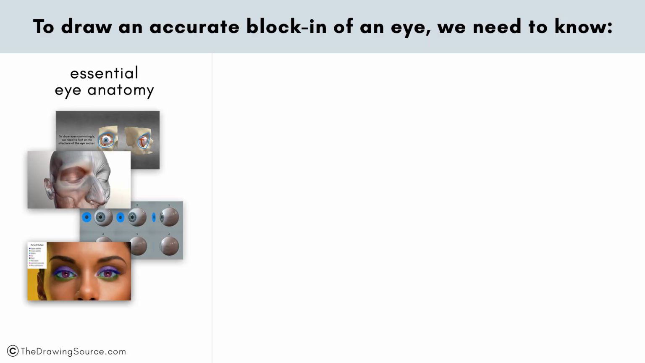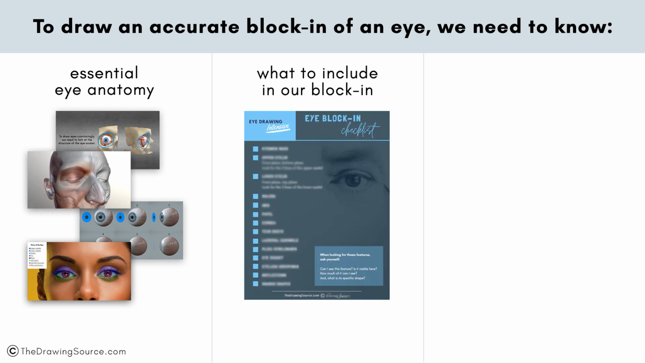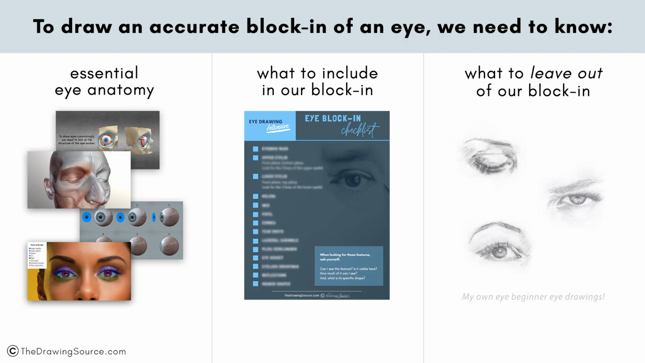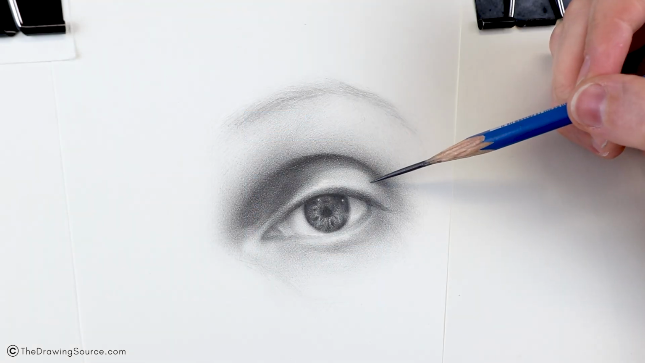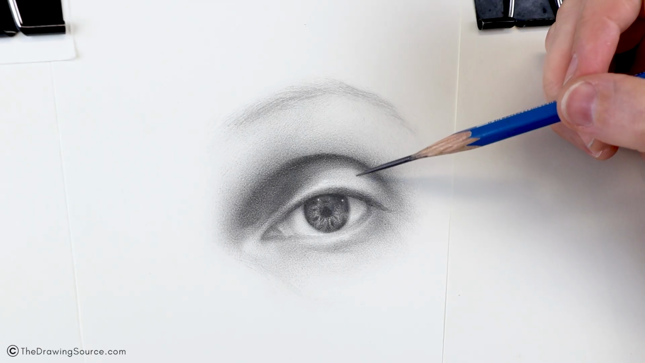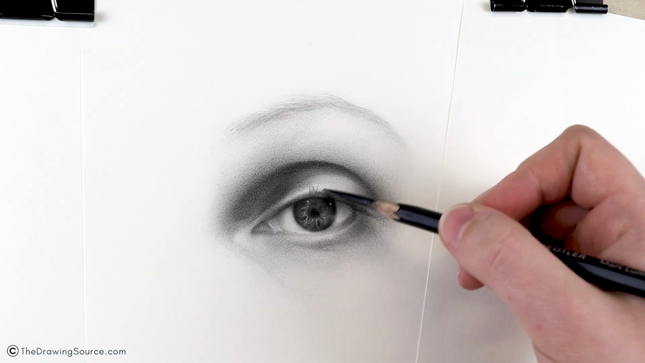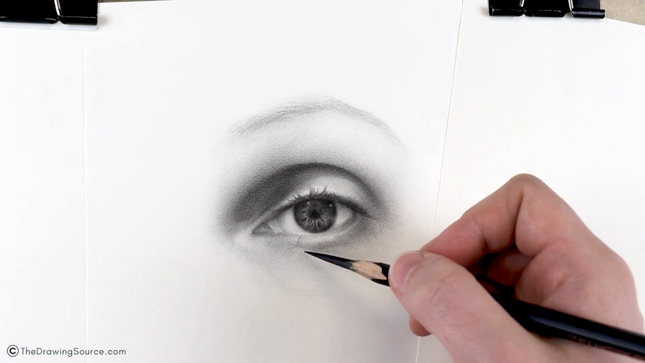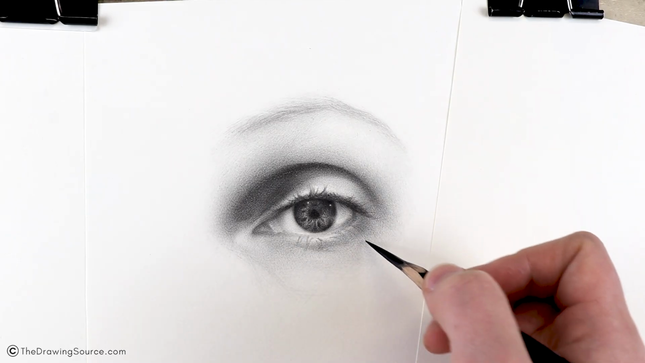To draw an accurate block-in of an eye, we need to know essential eye anatomy. Otherwise, it's easy to miss an entire form of the eye. We need to know what to include in our block-in and what to leave out of our block-in. For example, I often see beginners including elements like eyelashes in this initial drawing, and it makes the rest of the drawing really difficult because eyelashes obscure other forms that you must draw first. You'll notice that in this drawing, the eyelashes are the last detail, like the icing on a cake.